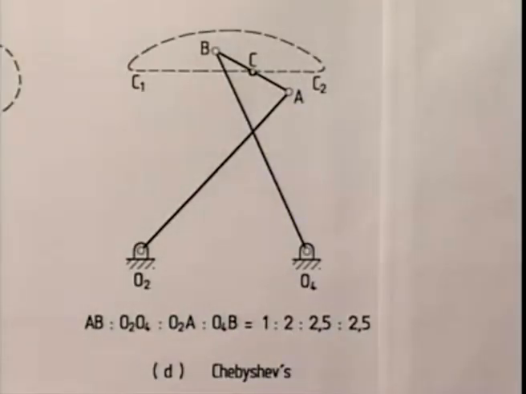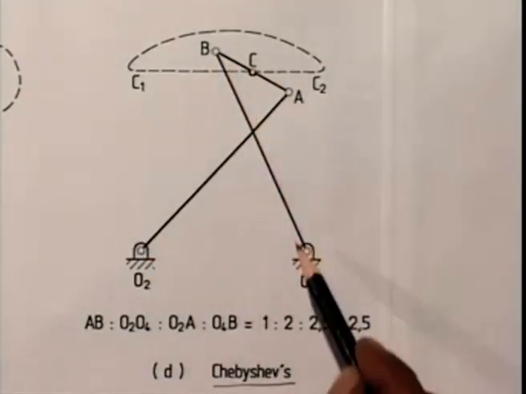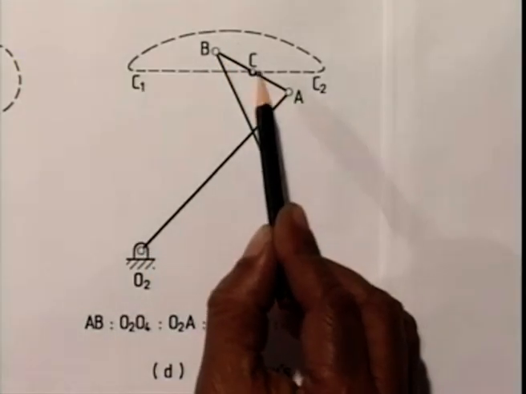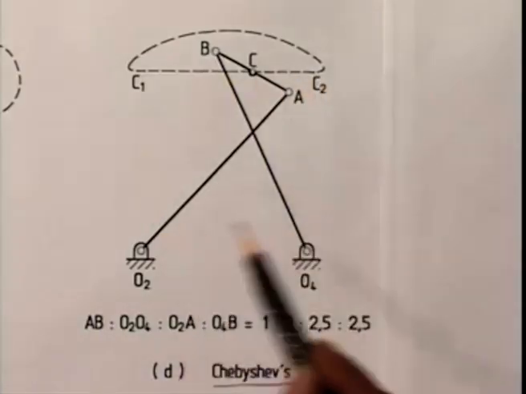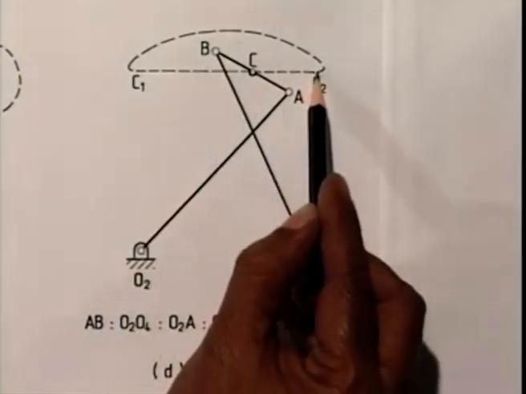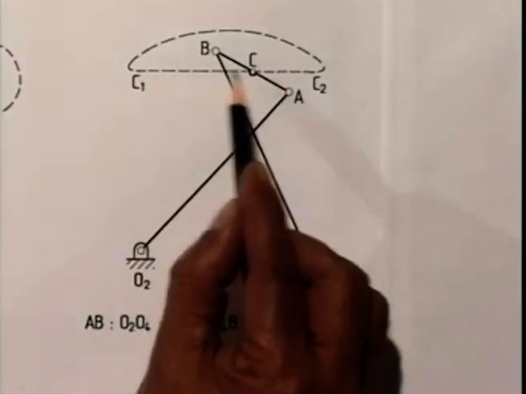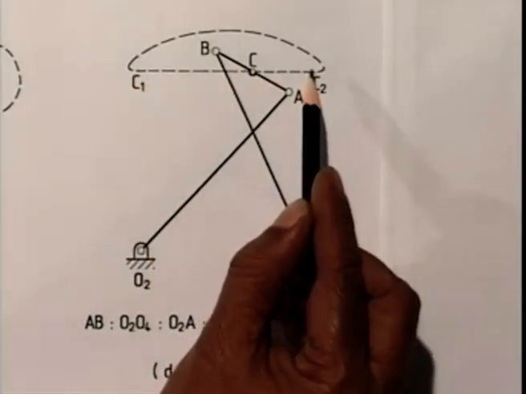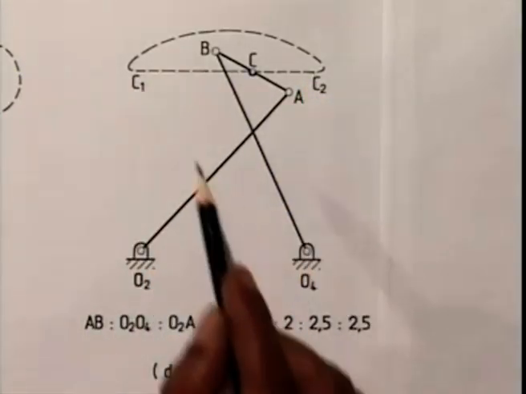Now let us have a look at the sketch of another approximate straight line 4R linkage which is known as Chebyshev's linkage. This is again a non-Grashof double rocker, and as we see in this linkage O2A, B, O4, the midpoint of the coupler C generates a fairly good straight line from C1 to C2 as this linkage moves, and this line C1C2 is parallel to O2O4. Again I emphasize that the path of C is not an exact straight line, but the discrepancy between the path of C and this straight line C1C2 parallel to O2O4 is negligible.